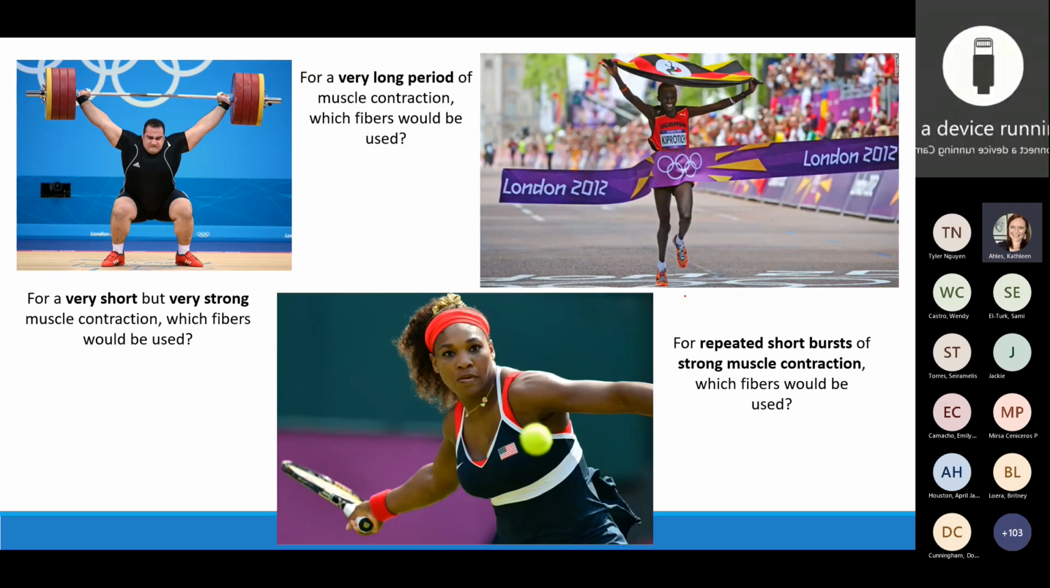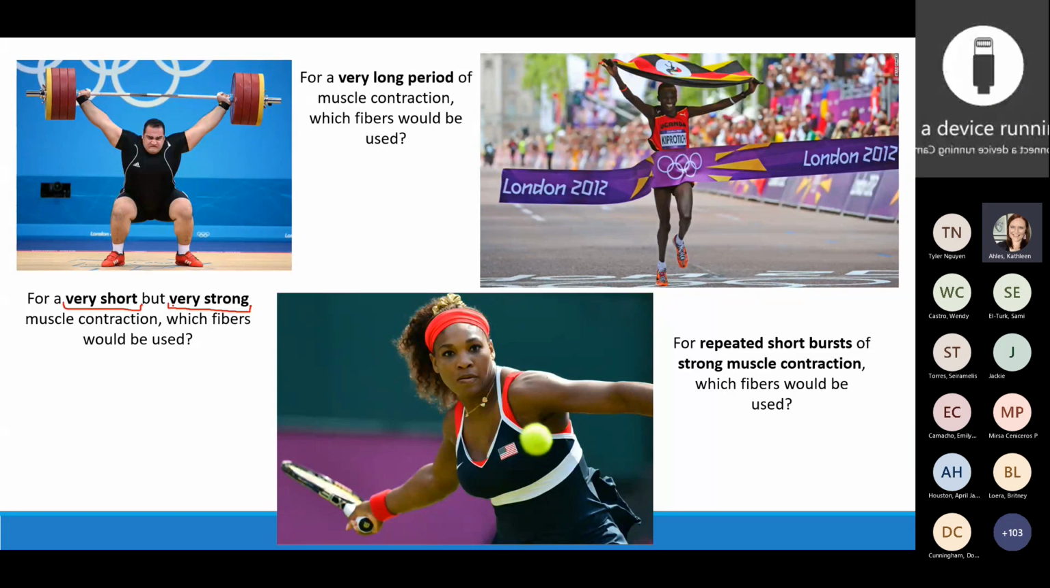So let me pull up 3 different Olympic athletes that we see here. We have at the top, we've got an Olympic lift, we've got tennis down in the bottom, and then we have a marathon in the top. When we're talking about these different kinds of activities, we use different kinds of muscle fibers to do these things. So notice here on the top, with this big lift, we are doing a very strong contraction, and we don't have to do it for a very long period of time.